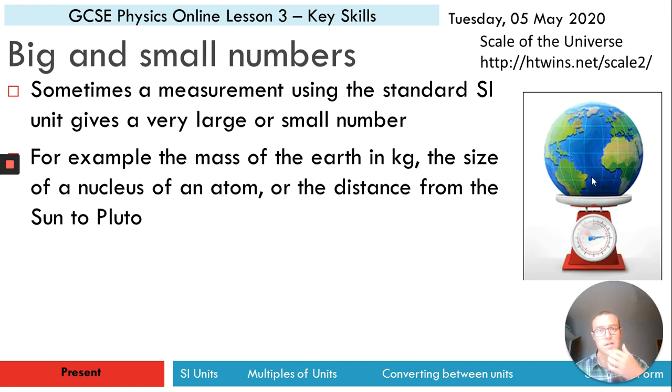As an example, the mass of the Earth in kilograms, you might not ever have thought about it, but it's going to be quite important if we're an astronomer and we are wondering about the size of the Earth's gravitational field, for example. We're going to want to know what the Earth's mass is in kilograms. The size of a nucleus of an atom is obviously going to be very, very small, or the distance from the Sun to Pluto in meters is going to be a huge number, which would be difficult for us to use.